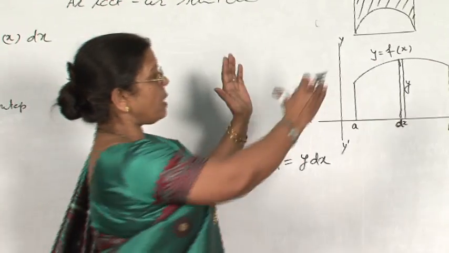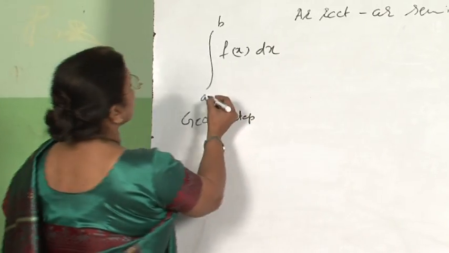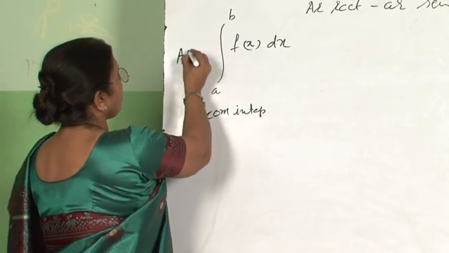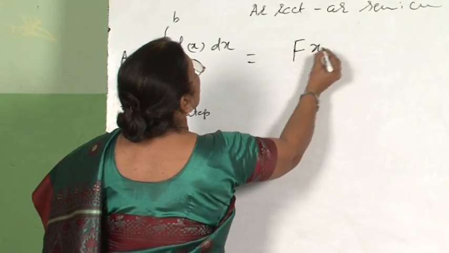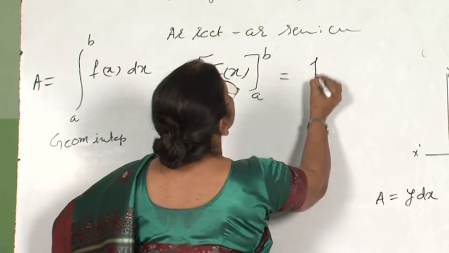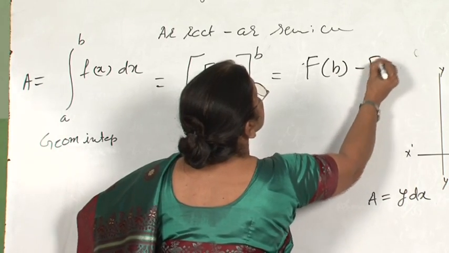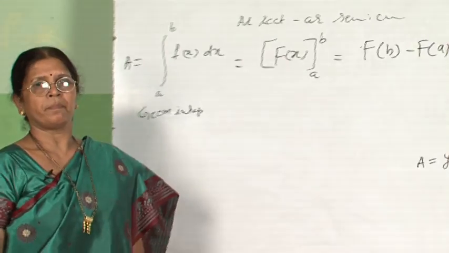Now, y is the length of this strip and this y is f(x). So, what is the area of this closed figure? That is the integral from a to b of f(x) dx, and integration of this is F(x) with limit from a to b, that is F(b) minus F(a). Is it clear?